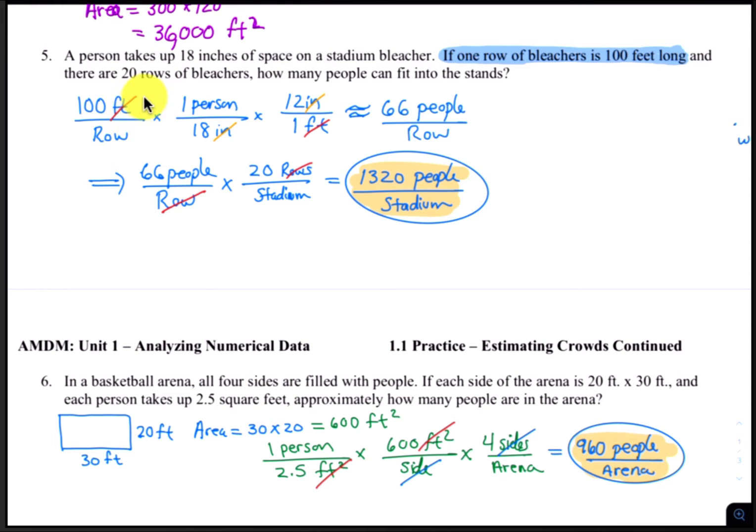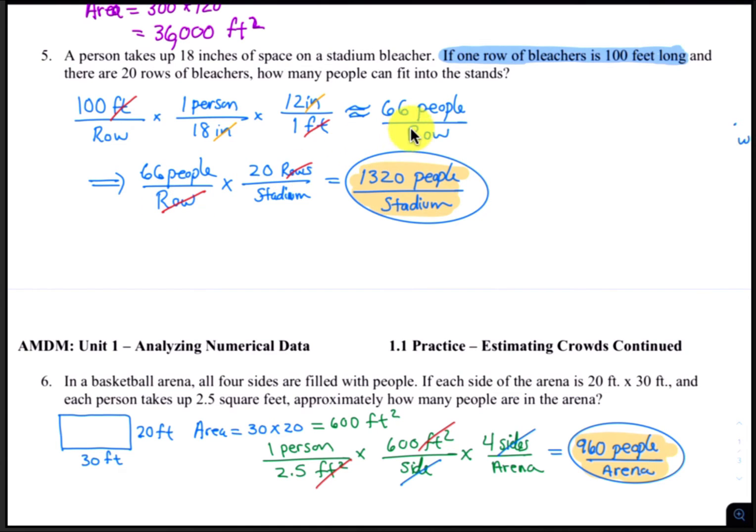And then we have the feet that can cancel out. Feet cancel with the feet here. And also the inches here will cancel with the inches there. So we take the 100 times the 1 times the 12, and then that's people divided by 18, and you also have rows. So that's 100 times 1 times 12, and then divide by 18, and you get 66 for your final answer. So that's 66 people per row.